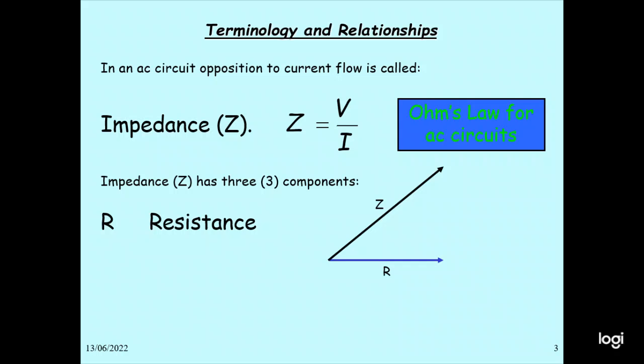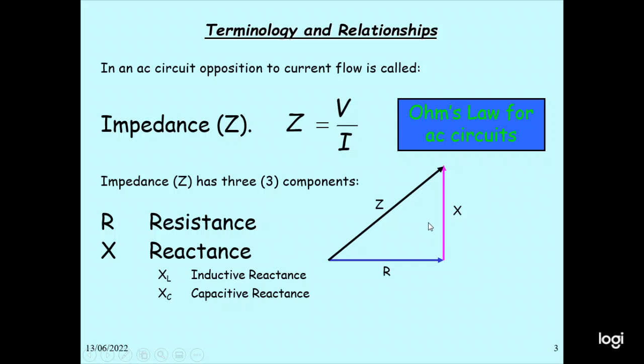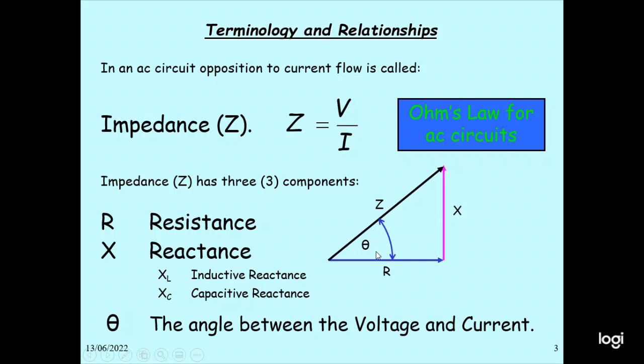Impedance Z has three components. That will be resistance R, the horizontal line. Inductance is the vertical line upward, where XL is the inductive reactance and XC is the capacitive reactance. Z is the impedance. This angle theta is the angle between voltage and current. So this is the component of the AC circuit, called the impedance triangle.